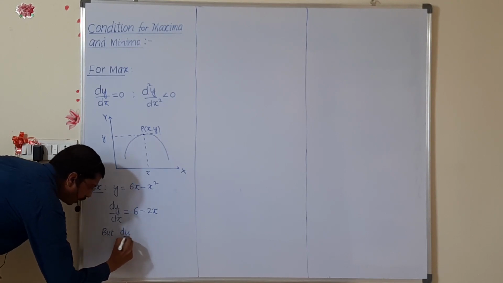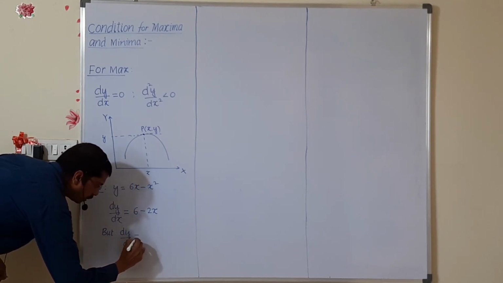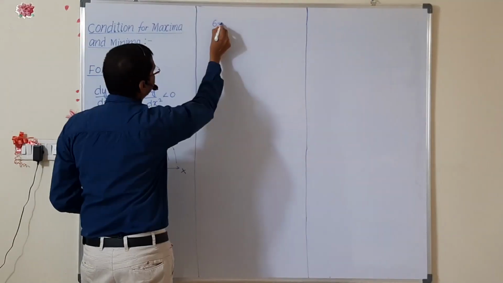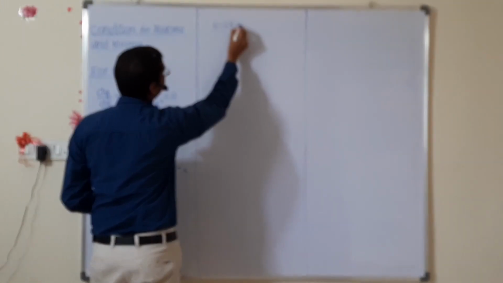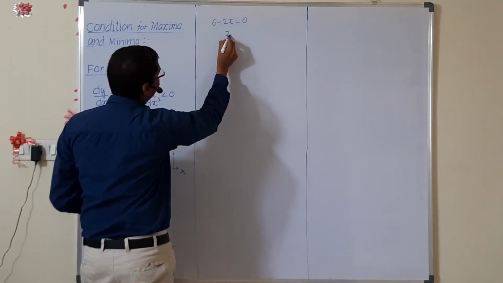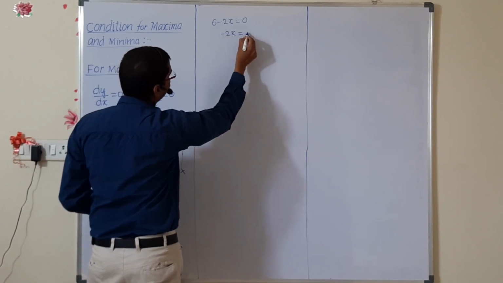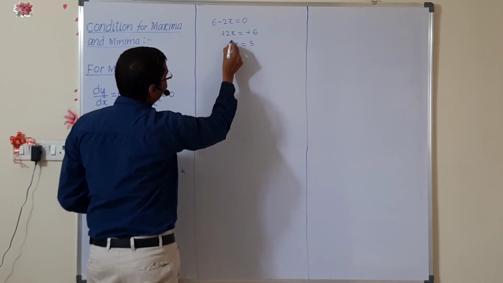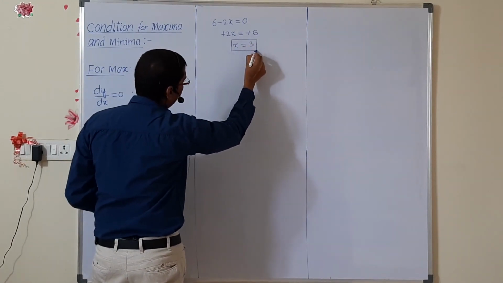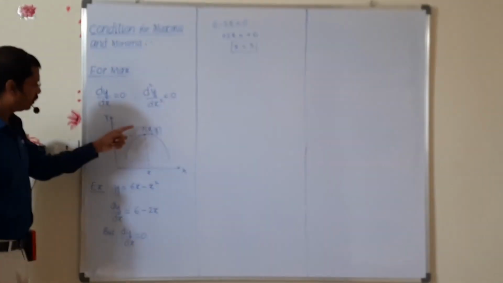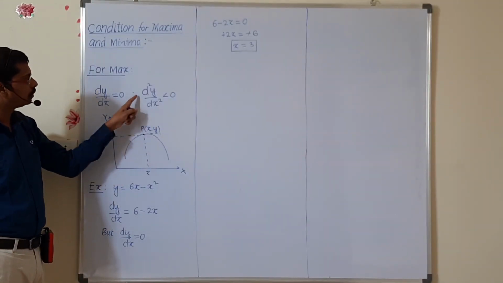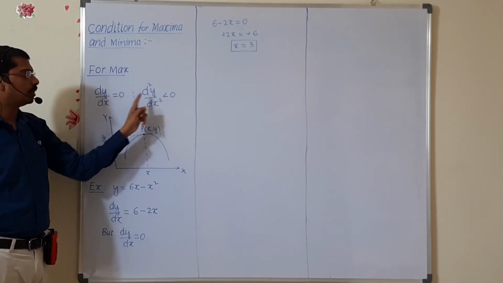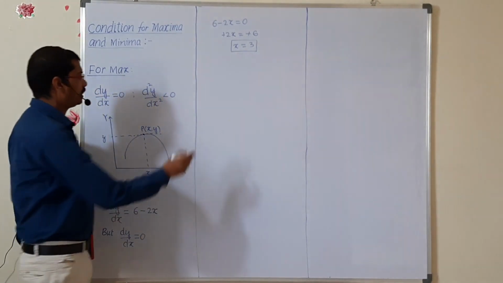But what is our condition? dy upon dx is equal to 0. Then whatever value we are getting, 6 minus 2x is equal to 0. Then minus 2x equals minus 6, so the x value is 3. We got the x value, but to find the y value we should know the double differentiation, whether it is less than 0 or greater than 0. We should confirm it.